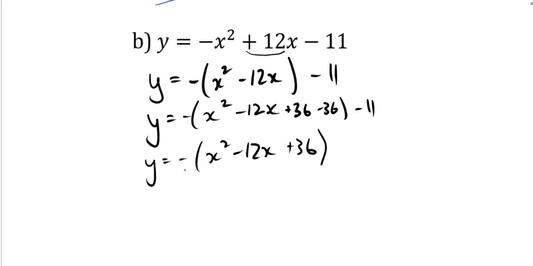Negative 36 times negative 1. Don't forget to multiply by this thing over here. Is positive 36. Everybody see that, or are you too busy writing or doing something else? It's negative 36 inside the brackets. It's positive 36 outside the brackets. And that's because of the negative.